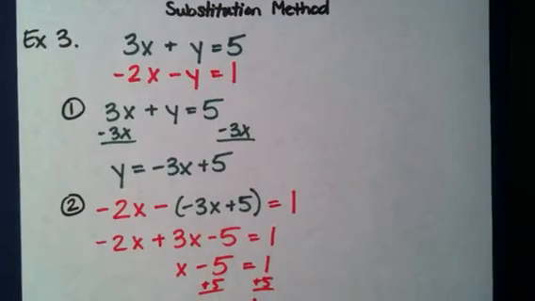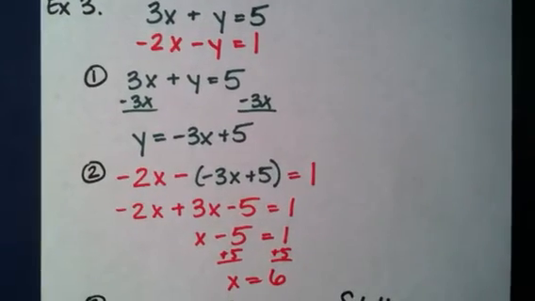My third and final example for substitution method is 3x plus y equals 5, and negative 2x minus y equals negative 1. In my first two examples, I'd taken the first equation and solved for x. However, in this instance, it's going to be easier to solve for y, because y is already by itself. So I'm going to subtract 3x from both sides to get that y equals negative 3x plus 5.